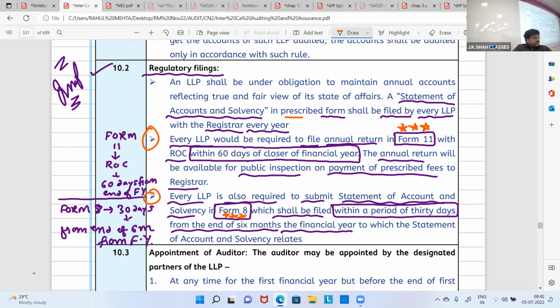Repeating. How many forms are there? Two. Form 11, Form 8. Form 11 is to be submitted to the ROC within 60 days from the closure of the financial year. Then it is very straightforward. Acha, then Form 8. Form 8 has a problem. Form 8 is very late.